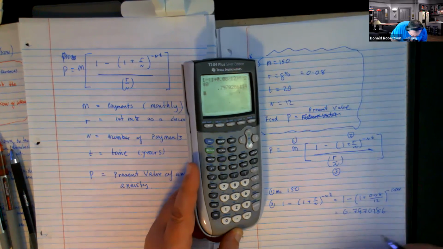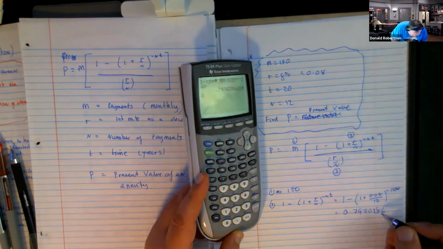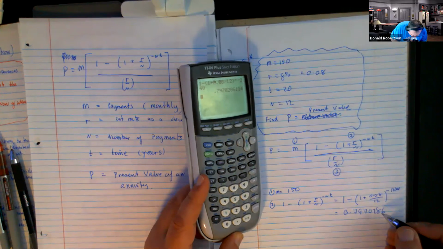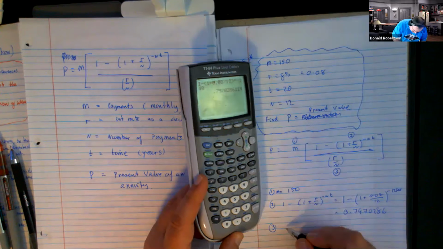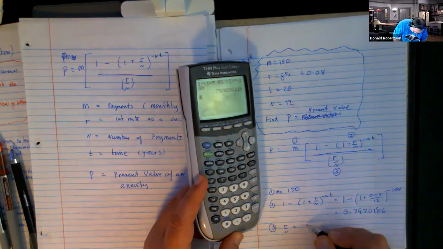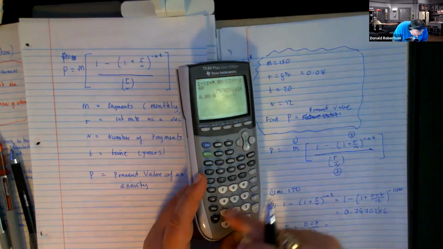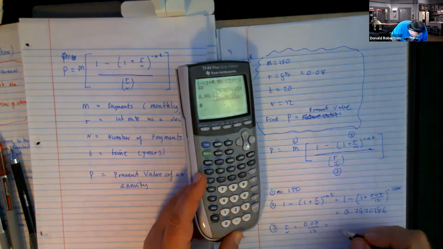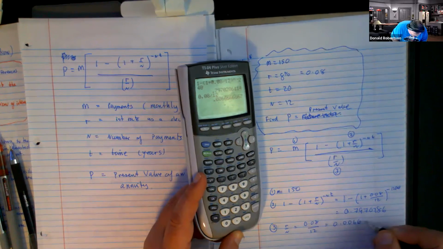The more of these you write, the less chance you'll be 82 cents out at the end. Right, so the more decimals you use, the safer it is. For 3, it's just R over N. And that's 0.08 over 12. 0.08 divided by 12. And I get 0.00, lots and lots of 6s.